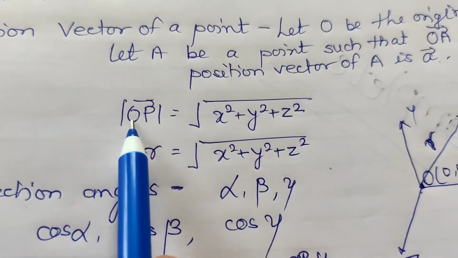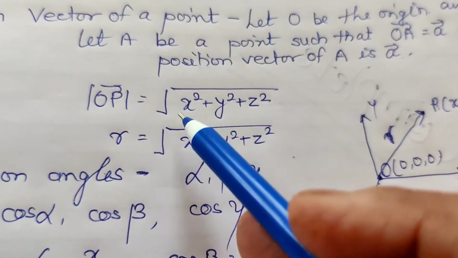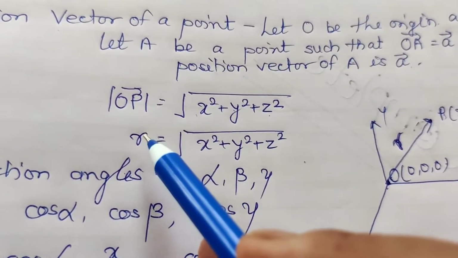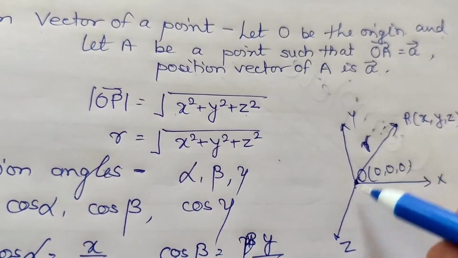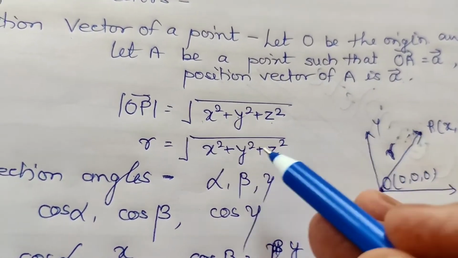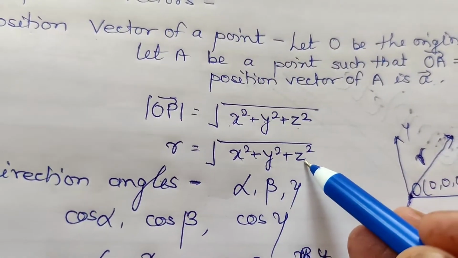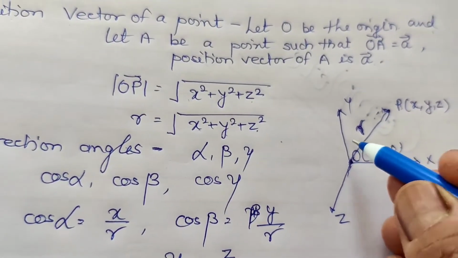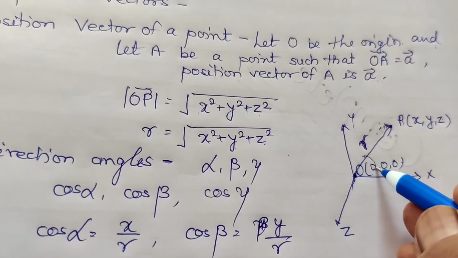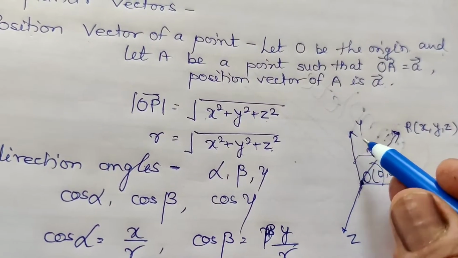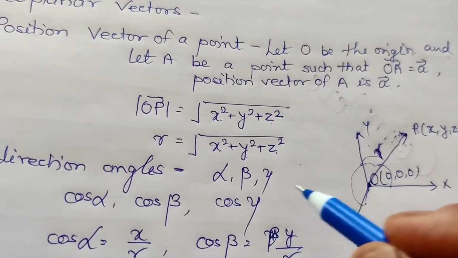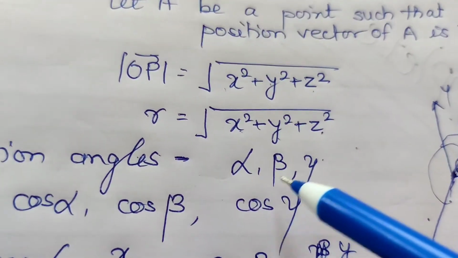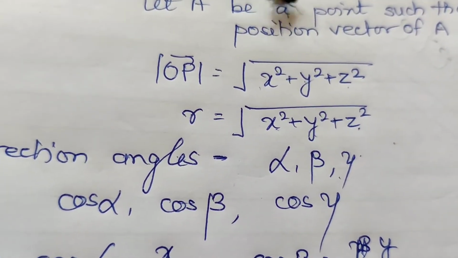Now the magnitude of this OP vector is under root x square plus y square plus z square. It means the distance from O to P, it means magnitude, equal to under root x square plus y square plus z square. And direction angles of this from these coordinates: from x-axis alpha, y-axis beta and gamma from z-axis.